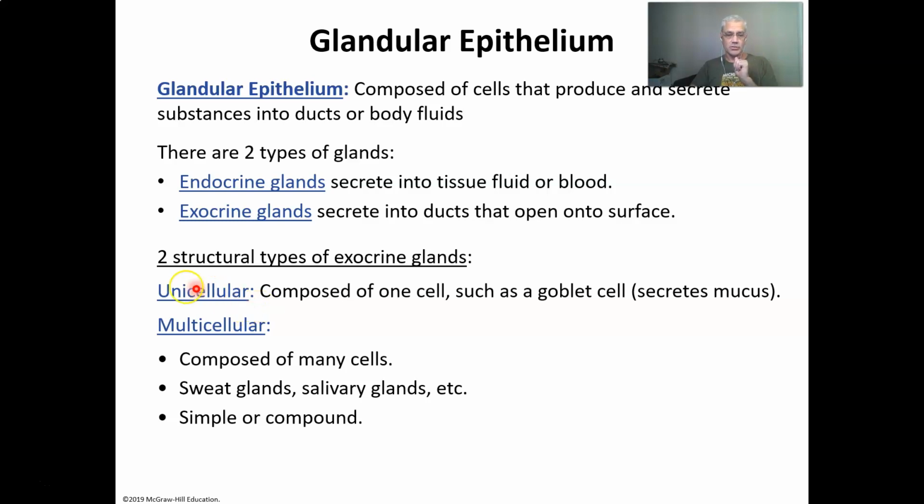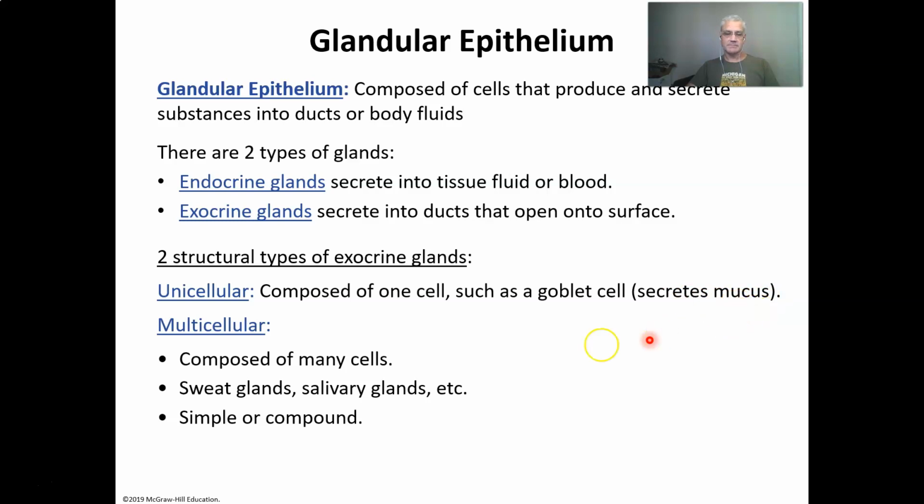A classic example of a unicellular exocrine gland is called a goblet cell. And I've already told you what the goblet cell does. You didn't know it was a goblet cell. I didn't tell you the name, but it secretes mucus. If it secretes mucus, it is called a goblet cell. You will find these in huge amounts in the respiratory system and in the gastrointestinal system. We'll talk about that when we get there.